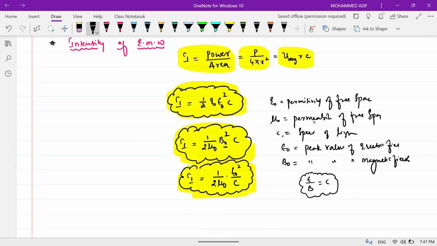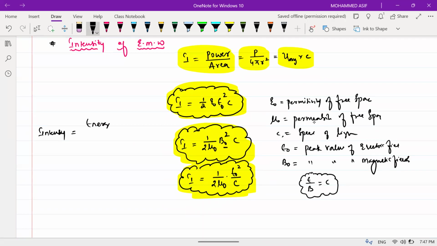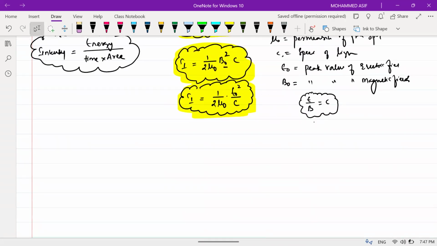Then you can write it at home also. Intensity is also equal to, anyone, beta, power can be written as what? Energy divided by time. So it is energy divided by time multiplied by area. So intensity is equal to energy divided by time multiplied by area. Am I clear?